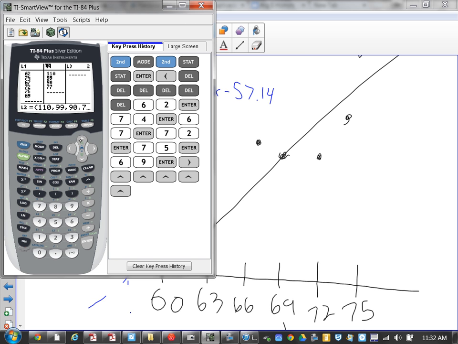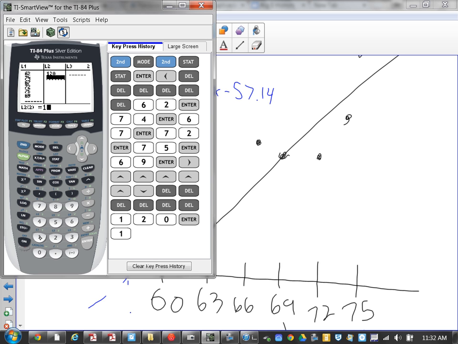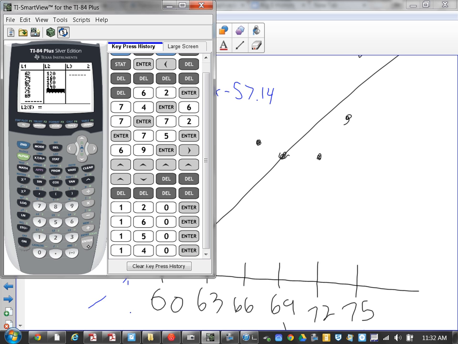And then we'll put in the list, the other one, the weights. Just delete out, or you can overwrite it. 62, that was what, 120? 160. 150. 140. 190.